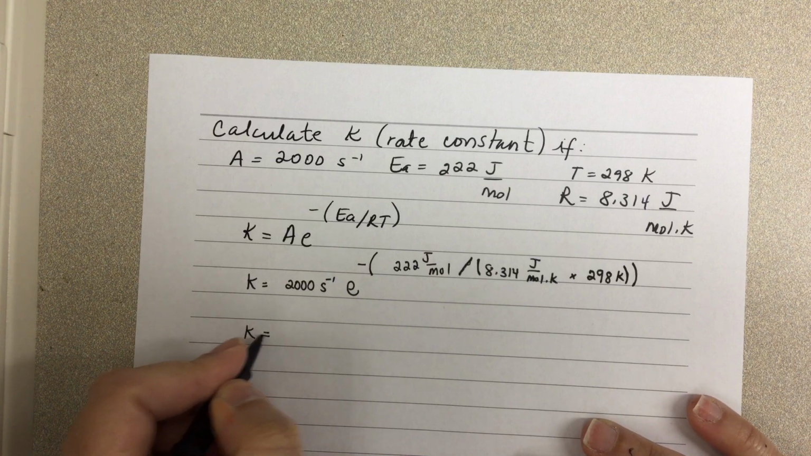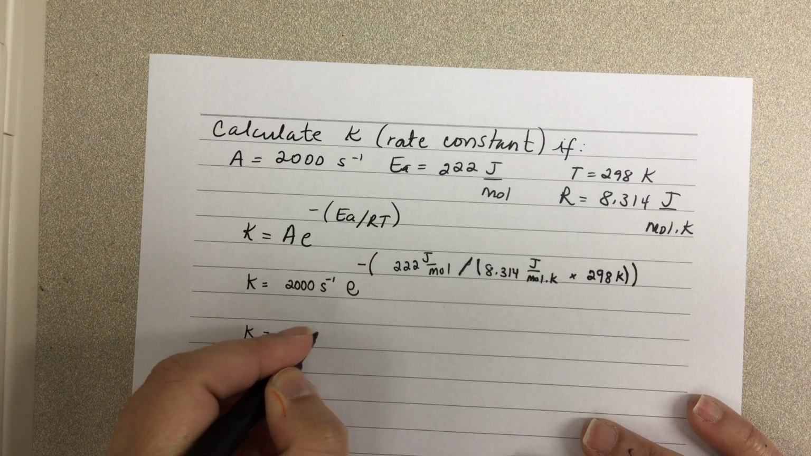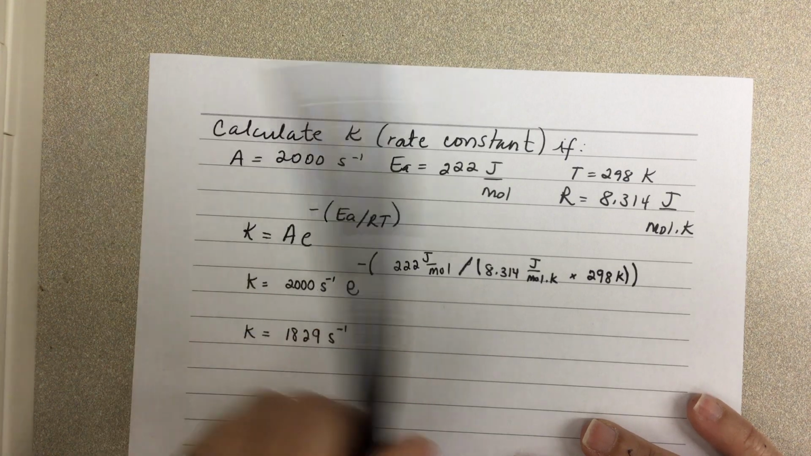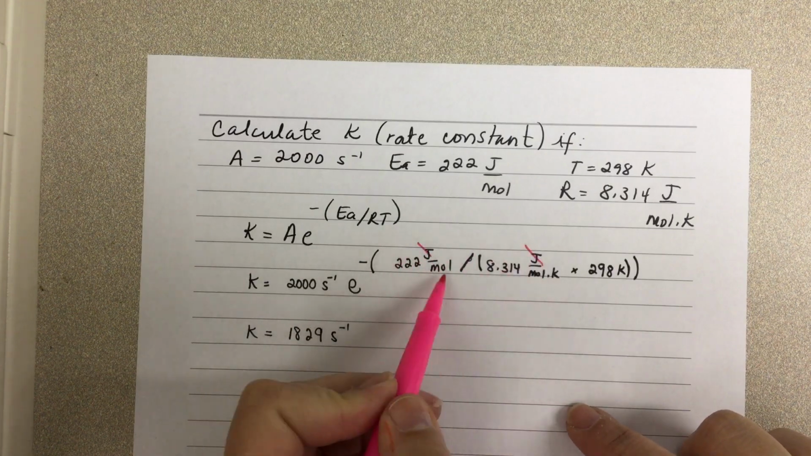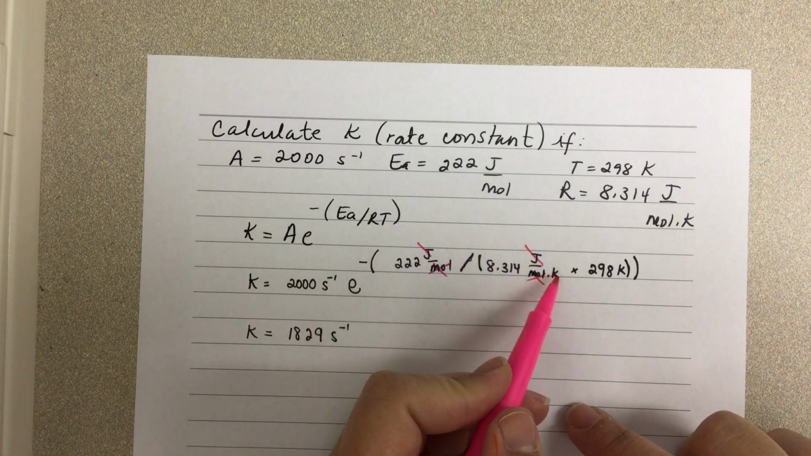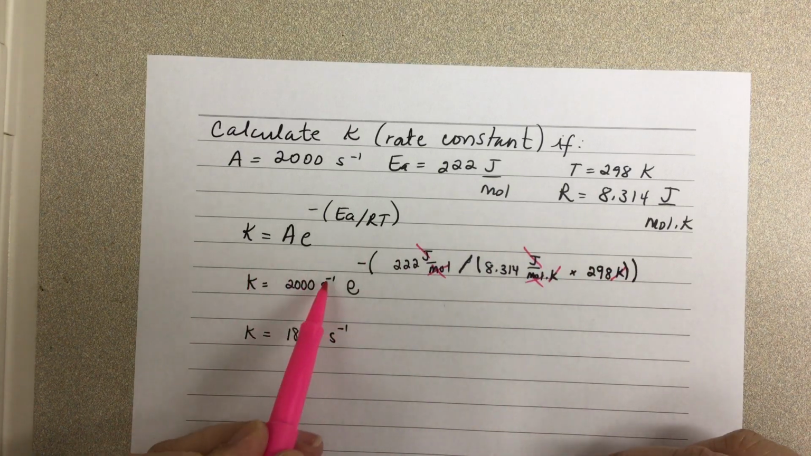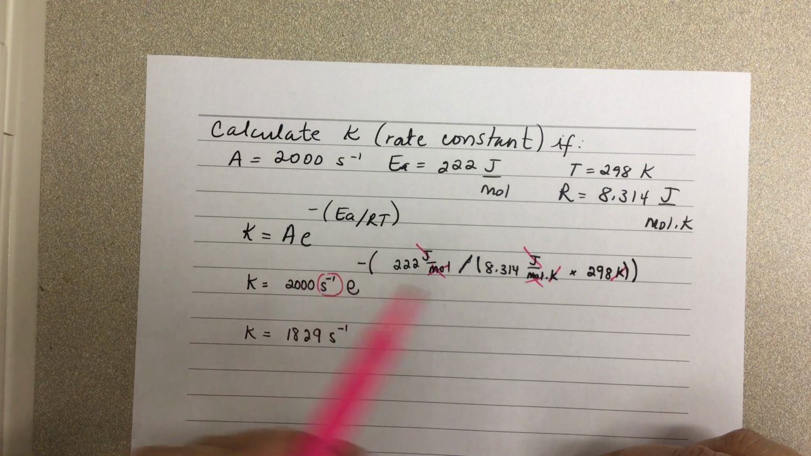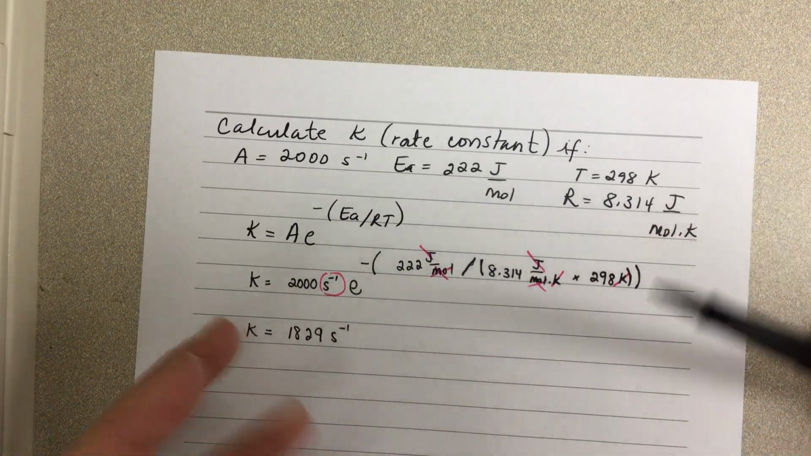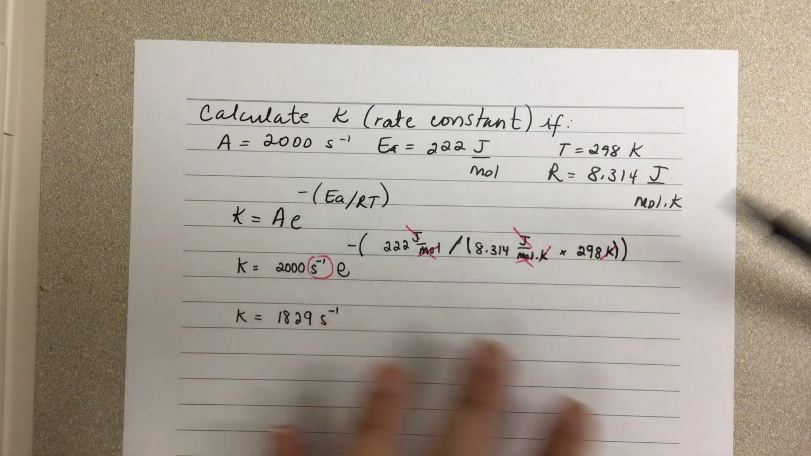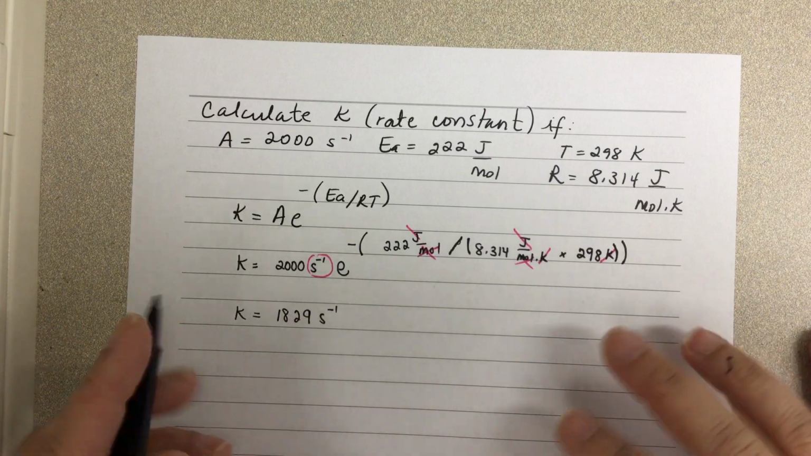If you solve this, that's going to give you something close to this number. Units of second to the minus 1. You can check that all of the units are canceling out. The only unit that is not canceling out is the unit that you have for the frequency factor. So make sure that you plug in the numbers in the calculator to make sure that you're actually getting that one right there.